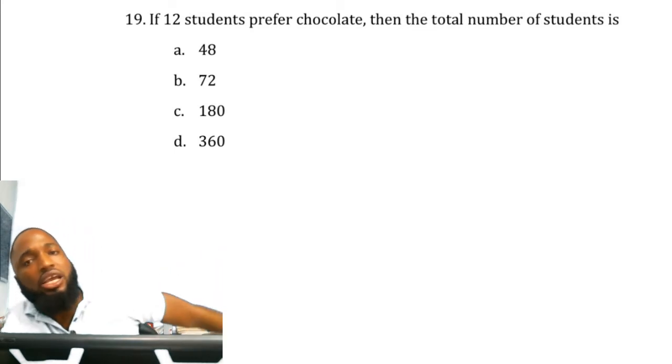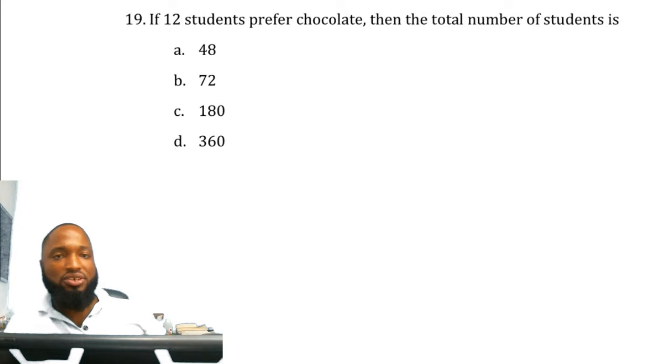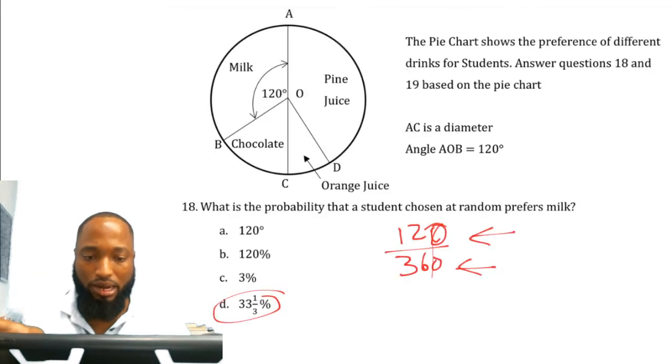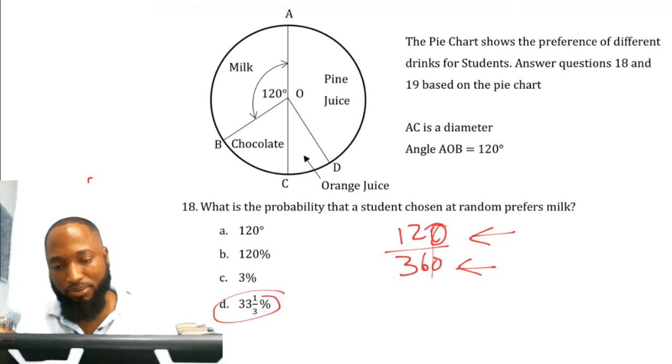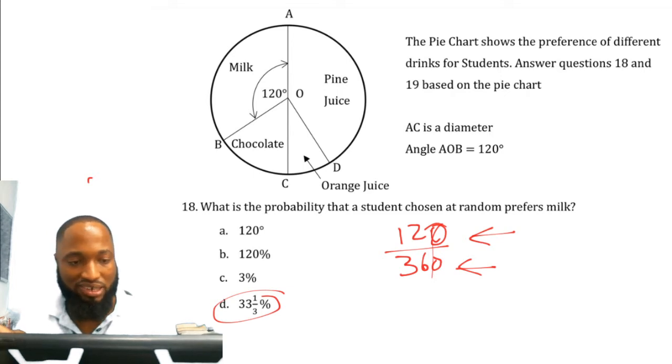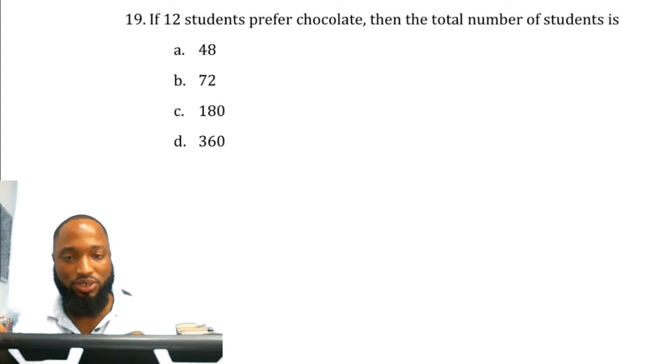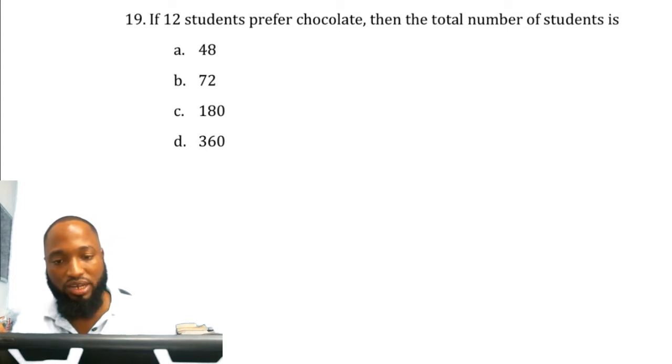Just for kicks. If 12 students prefer chocolate, then the total number of students is what? Let me get back that pie chart on this side. I'm going to take a screenshot of the pie chart and put it on the next slide too, so you don't have to turn pages. It feels so lame when you're in a book and you have to turn the page back and forth, or the question goes on the next page. Somehow I just don't like that.